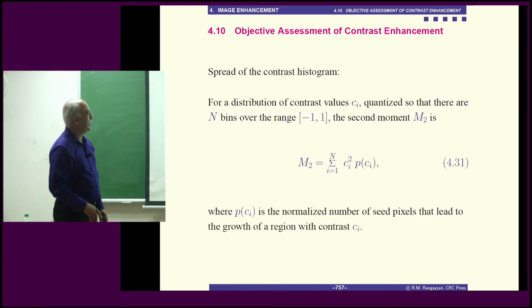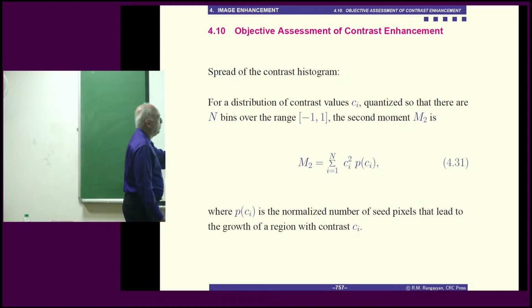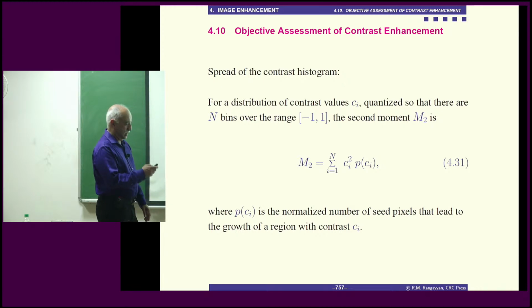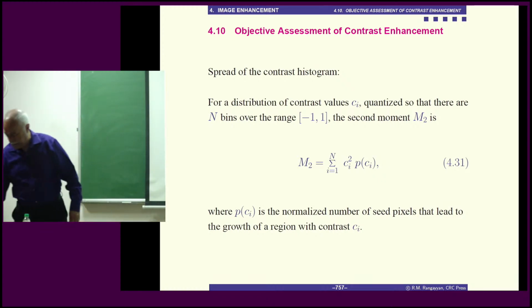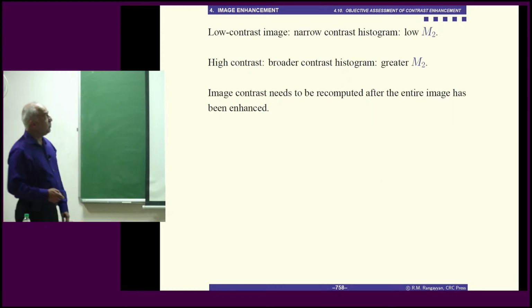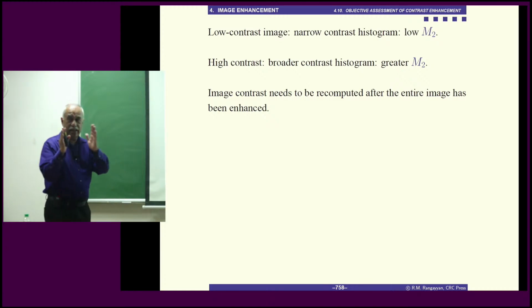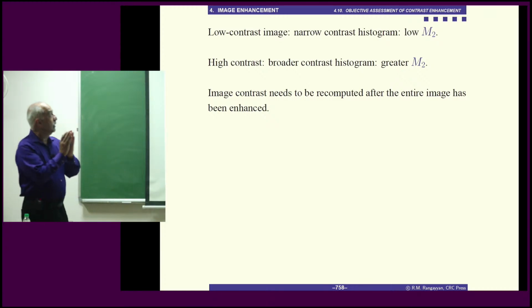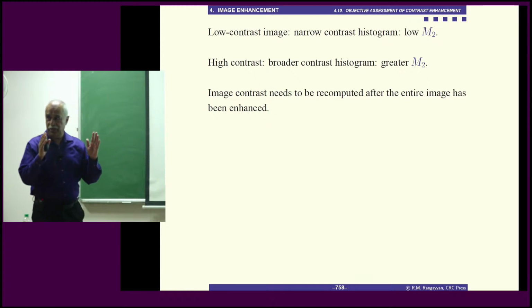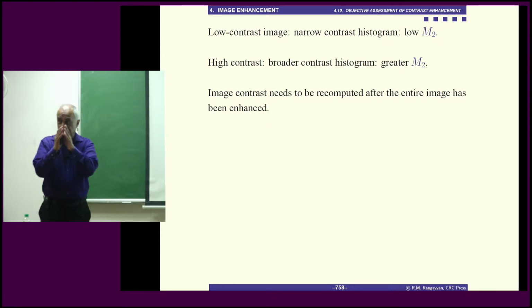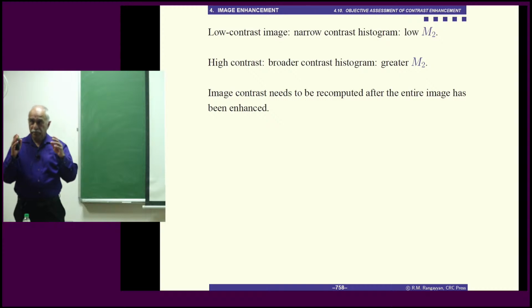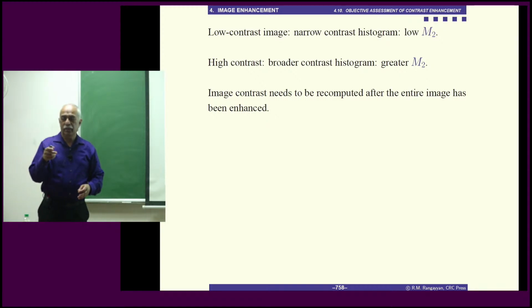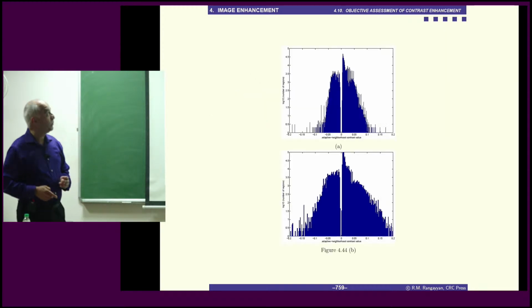If you want, you can subtract the mean, but we didn't do that. It's a second moment. P_i is a normalized number of pixels, or like a probability of the region with the contrast C_i. So that's the number of times the value C_i has occurred. A low contrast image will have a narrow histogram. High contrast, there will be a broader histogram. So this is a measure of the spread of the histogram. The broader the histogram, the better the overall contrast of the image.